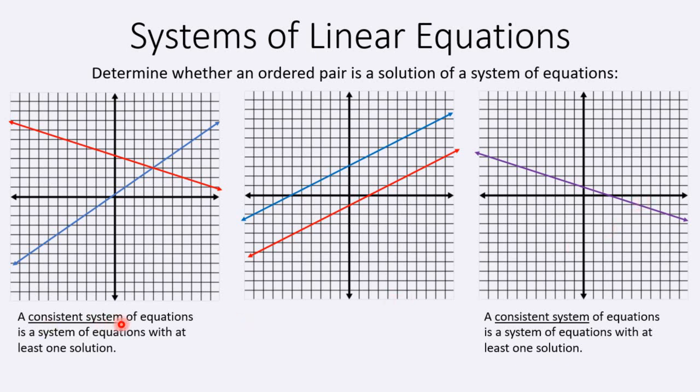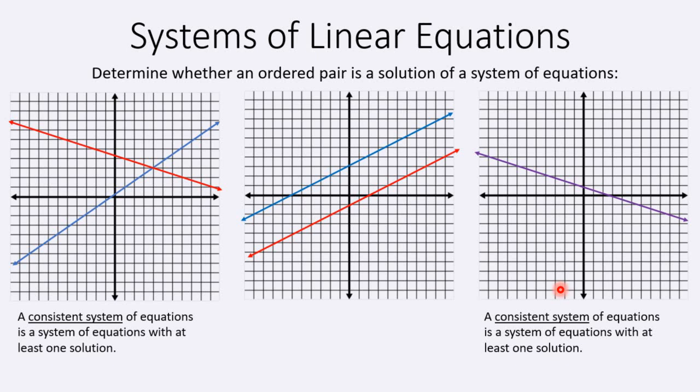A consistent system of equations is a system of equations with at least one solution. This one has exactly one solution. This one has an infinite number of solutions. So they're both consistent systems of equations.